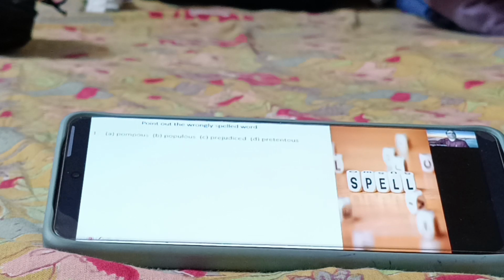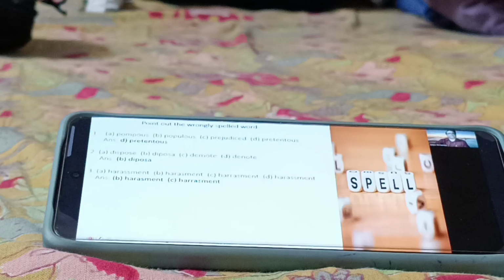Look at the first one, pompous, populous, prejudiced, pretentious. So point out the wrongly spelled word. Option D, pretentious. Okay. Second one, dispose of, denote. Which is the wrongly spelled word here? Yeah, B, deposer. There is no such word as deposer. Again, wrongly spelled word. Option B and option C.